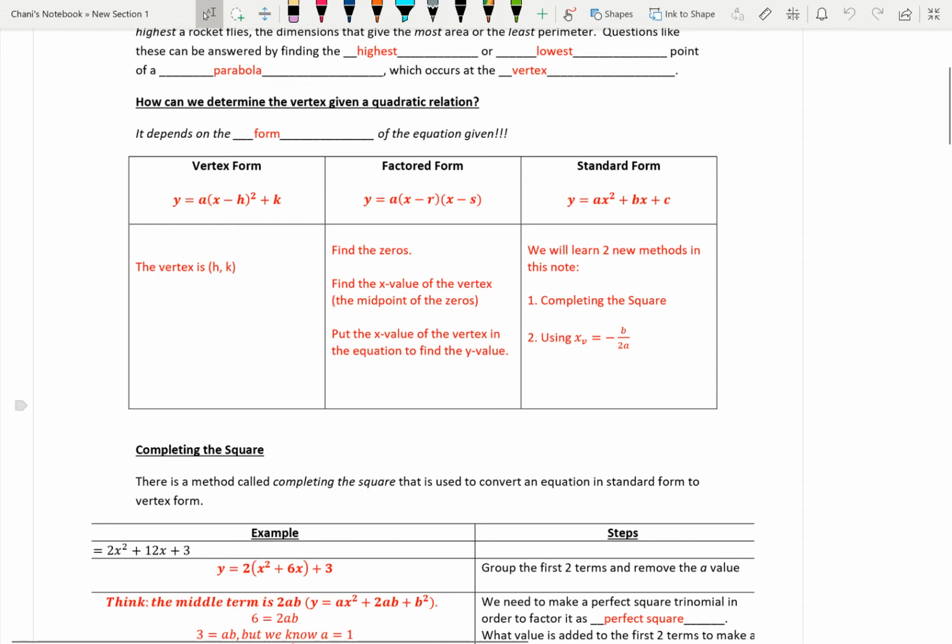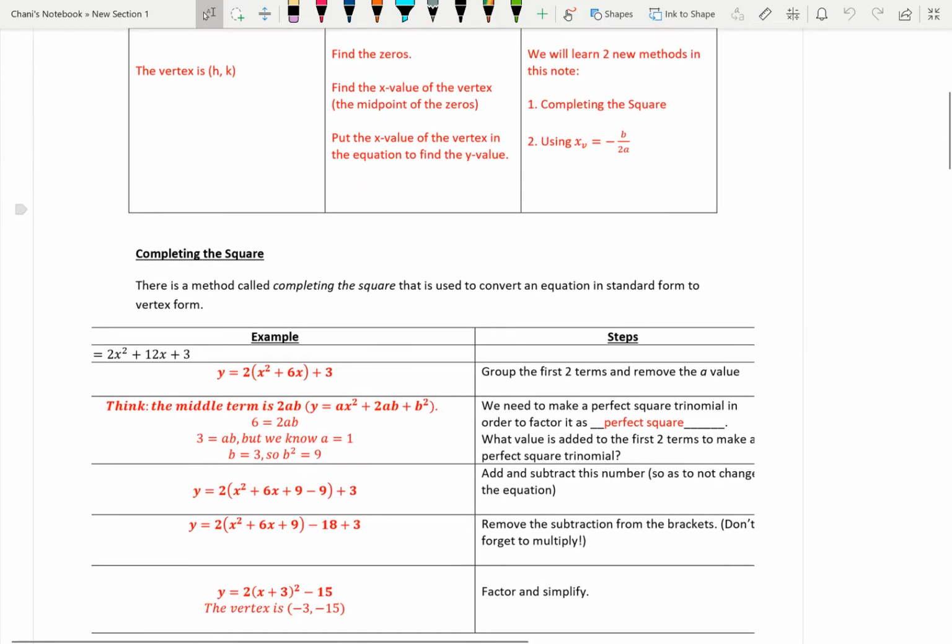But it's standard form that we're going to learn how to find the vertex from today. So we're going to learn two new methods. One is called completing the square, and one is that the x value of the vertex is negative b over 2a, and we'll talk about that. Okay, so it's really just important that you understand every single quadratic has a vertex. That's one of its features. So no matter what form it's in, we need to be able to find it.